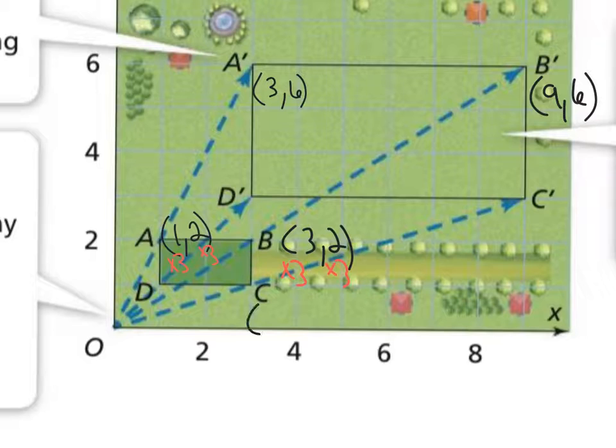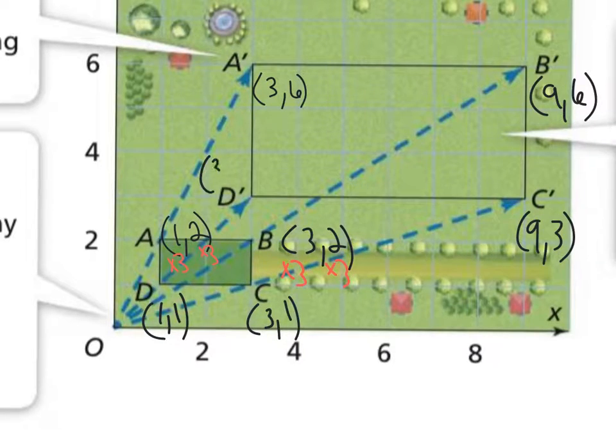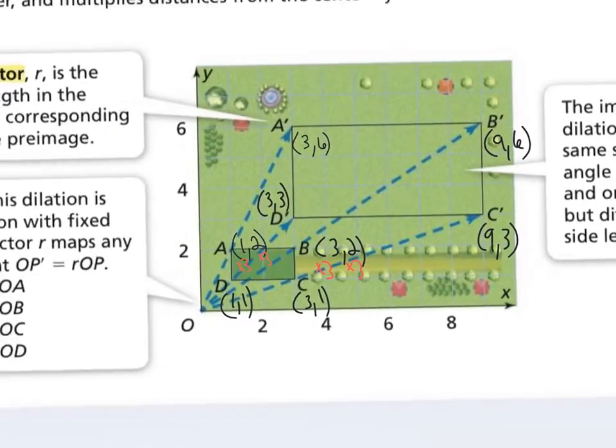Same thing with C and same thing with D. So this is 3, 1. It's going to go to 9, 3. And D was at 1, 1. It's going to go to 3, 3. Okay, so just use your scale factor, multiply the x and the y coordinates by that scale factor, and that'll tell you the new coordinates of where your points should go.